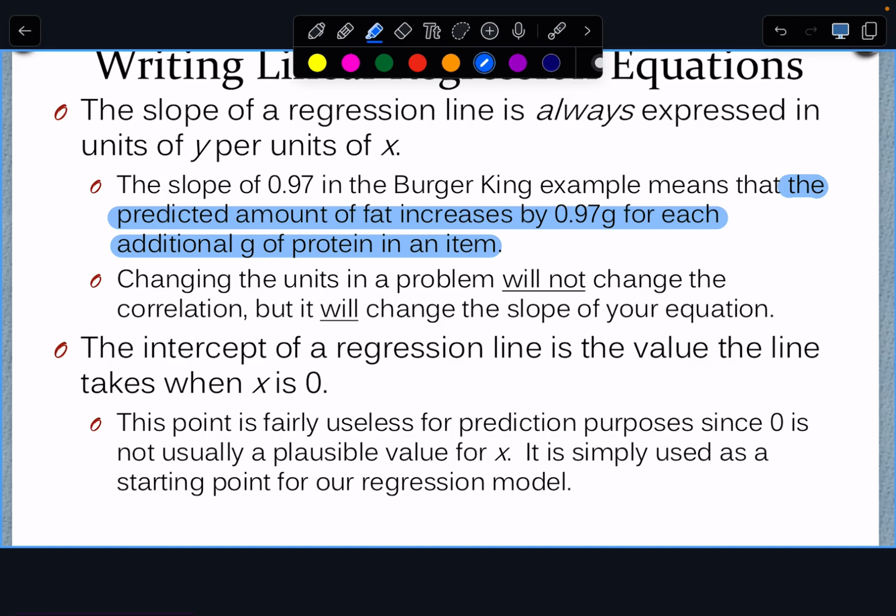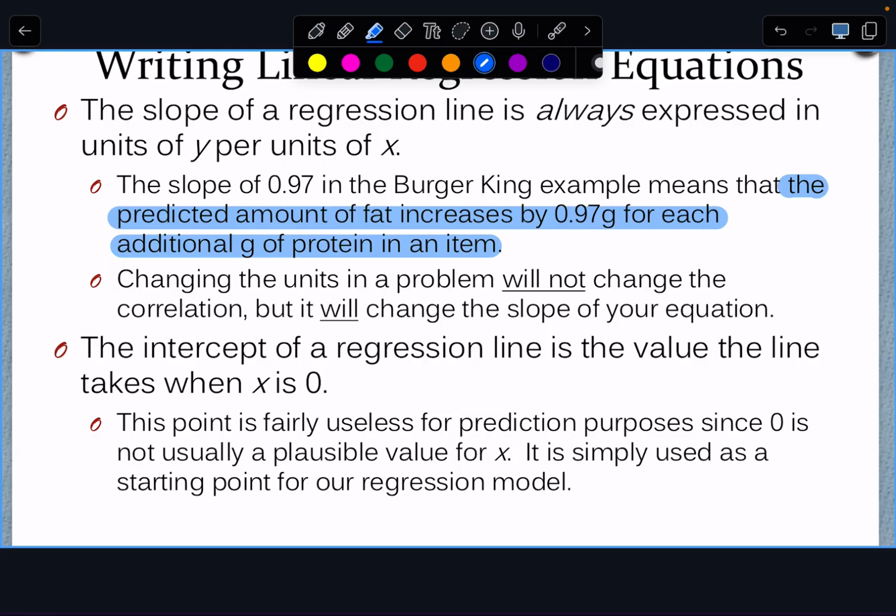For each additional unit of x, y, or the predicted amount of y, or the predicted value for y will increase or decrease by this amount. And the increase, decrease obviously changes based on the sign. If I have a positive association, then y is going to increase as x increases. If I have a negative association, I'll have a negative slope, so y will decrease as x increases.